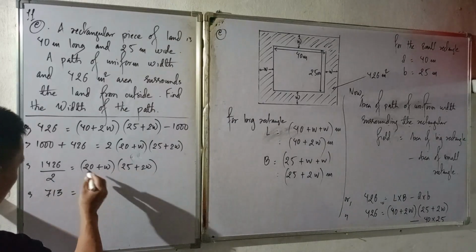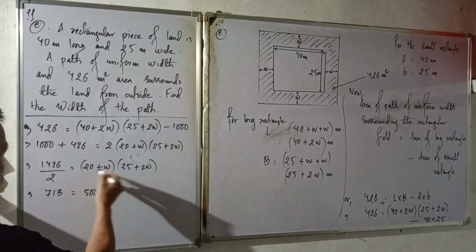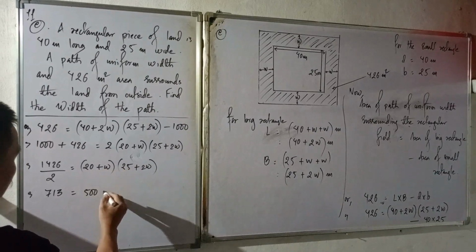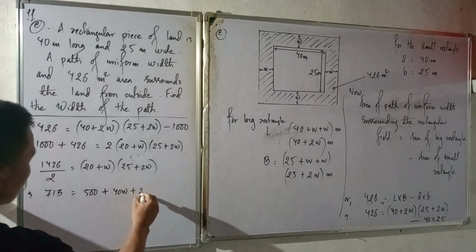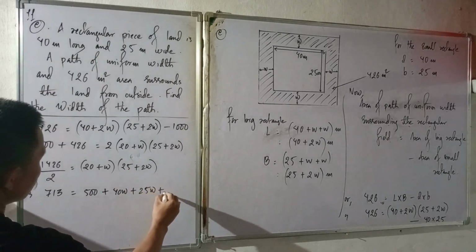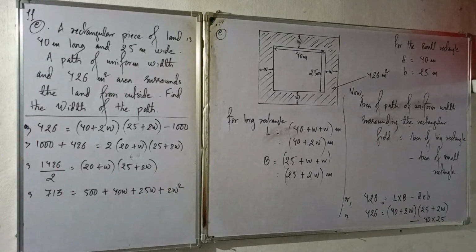Now you multiply this, 20 into 25, that is 500, 25 plus 20 into 40 W plus 25 W plus 2 W square. 20 into 25, 500, and 40 W, that's 25 W, and 2W squared. Now you move all to the other side.